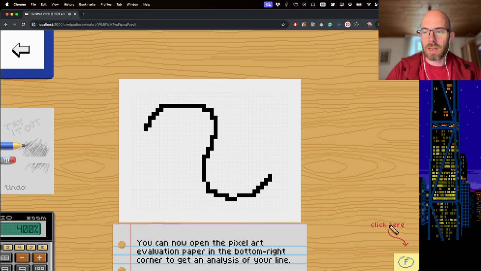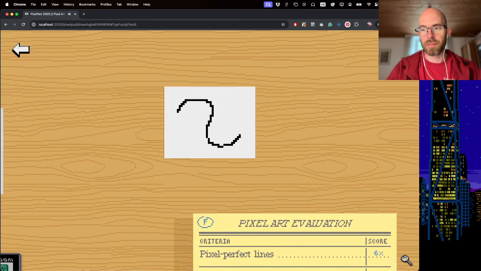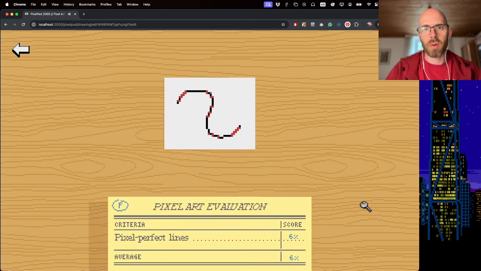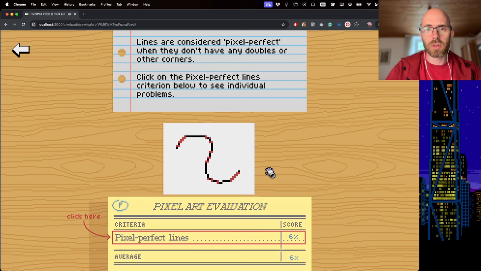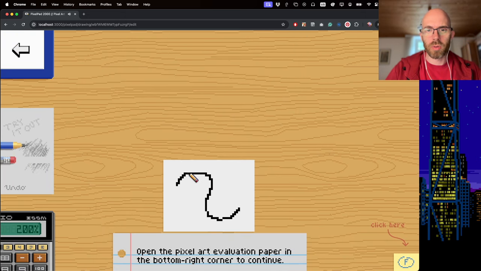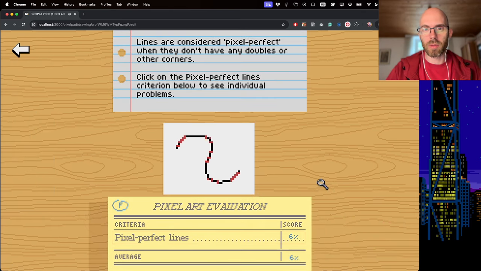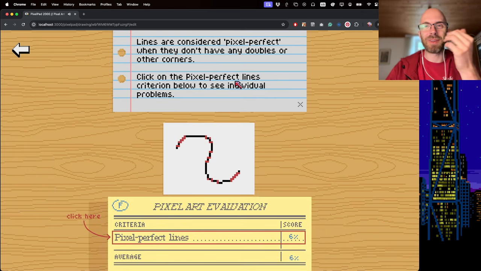I needed a way to have these sorts of things that are pointing at things in the user interface. Click over here. And this is where the first problem appeared, because people read, oh, line surface single pixel perfect, when they don't have any doubles or other corners, and they would just go back and start removing all the doubles, but then the tutorial wouldn't finish because they usually didn't read. Sometimes if people read very fast, they wouldn't read these instructions: click on the pixel perfect lines criterion below to see individual problems.